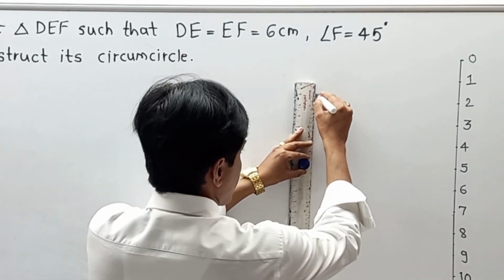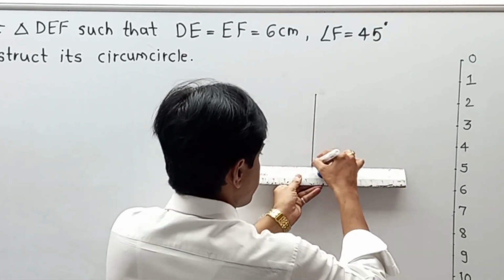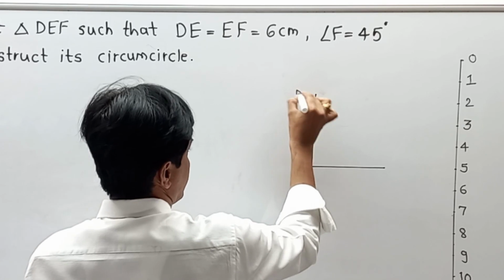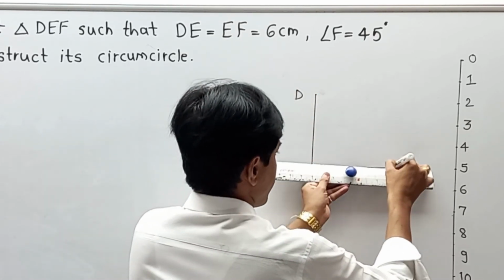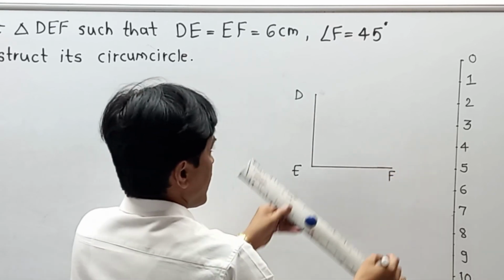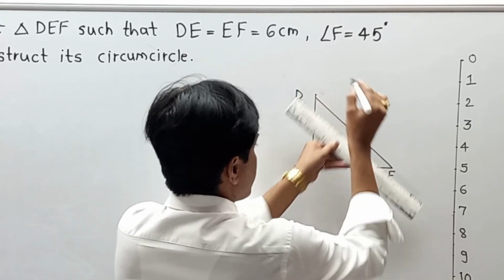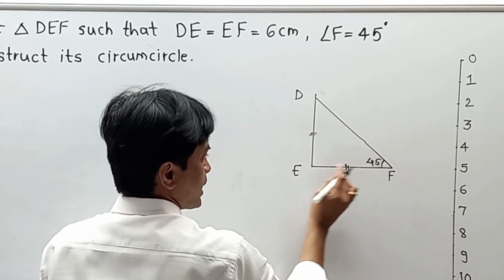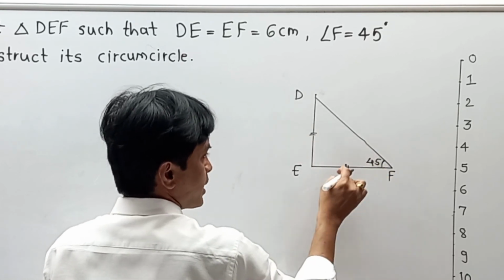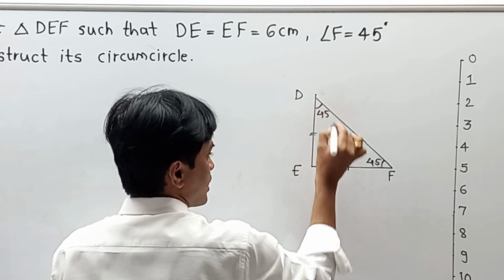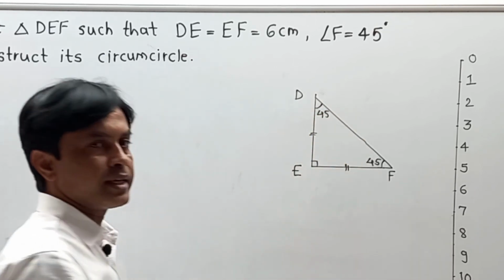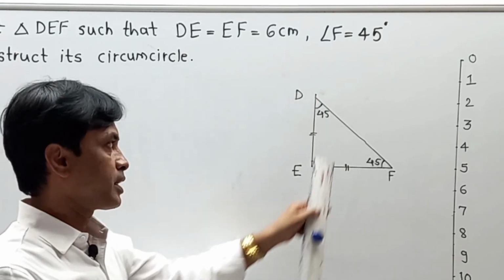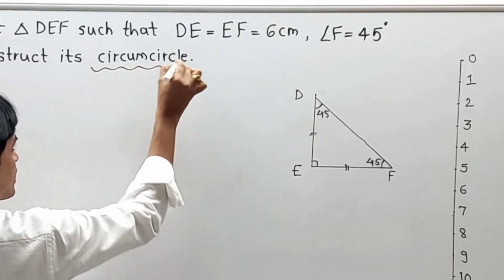If I am going to draw a rough diagram, please pay attention. What does it indicate? Here DE is equal to EF and angle F is 45 degree. If DE is equal to EF and F is 45 degree, automatically the angle opposite to this side is 45, then the angle opposite to the other side is also 45. Naturally the third remaining angle, E, is 90 degree. In short, it is an isosceles right angle triangle. And after that the condition is to draw its circumcircle.